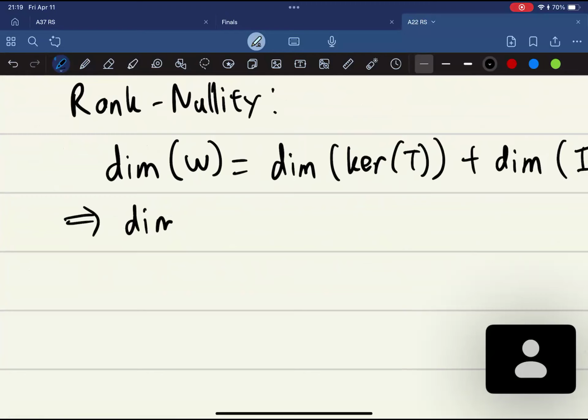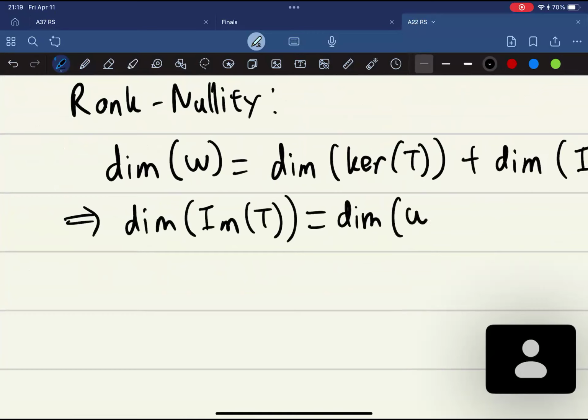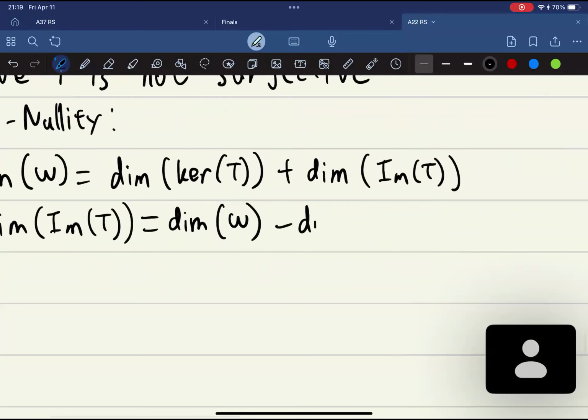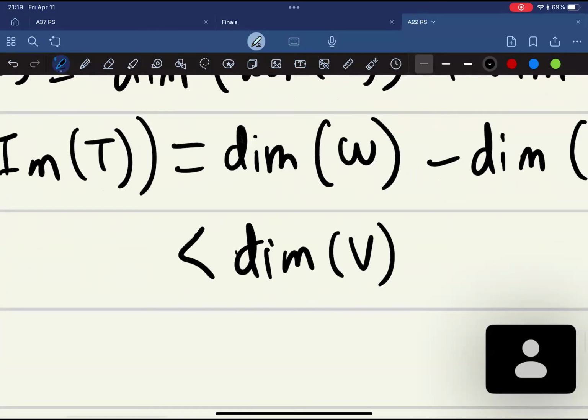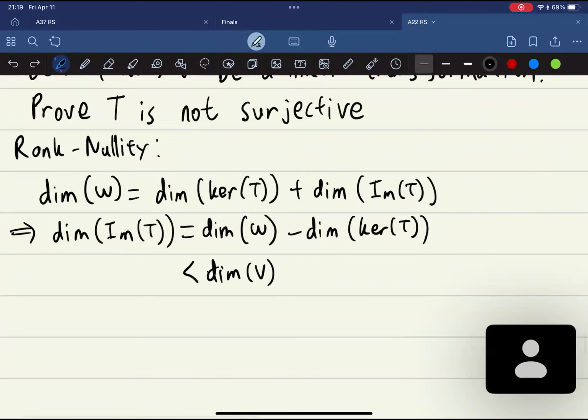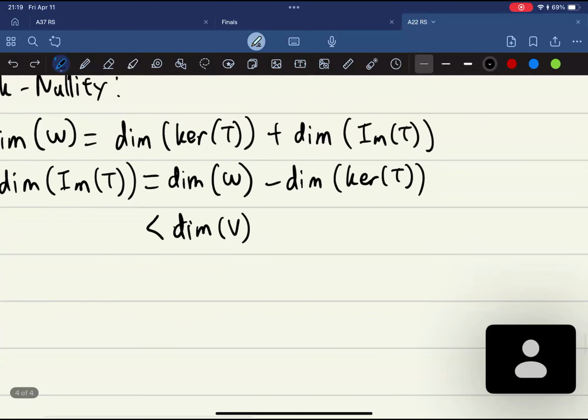So of course, the dimension of the image is equal to the dimension of W minus the dimension of the kernel, which here is less than the dimension of V. It's important that this is a strict inequality because W is a proper subspace. And since the dimension of the kernel is non-negative, this is less than the dimension of V.